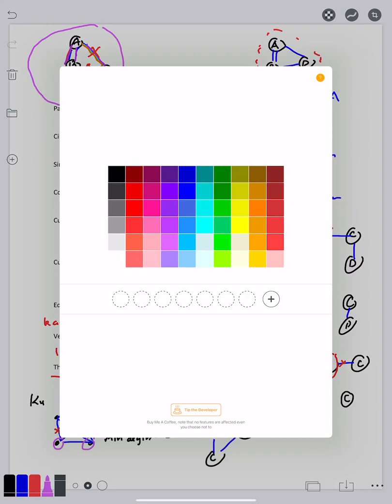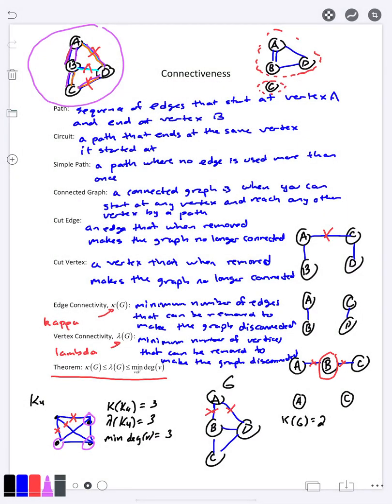Then if I want to remove a vertex here, well, let's see here. If I remove A, not going to work. B, no. C, no. D, no. But if I remove D and B, then there's no longer any connection between A and C. So in this case, my lambda is 2, and my minimum degree is also 2.